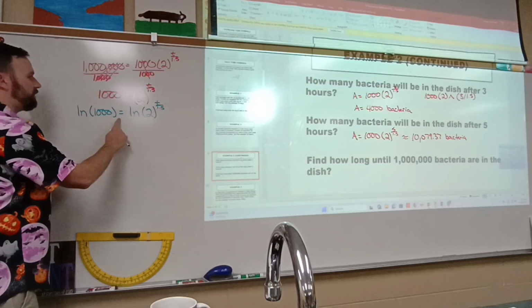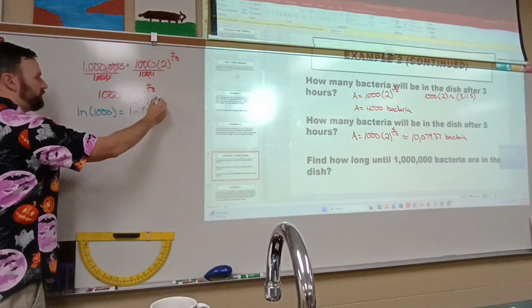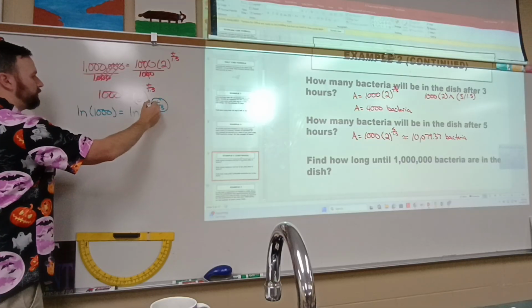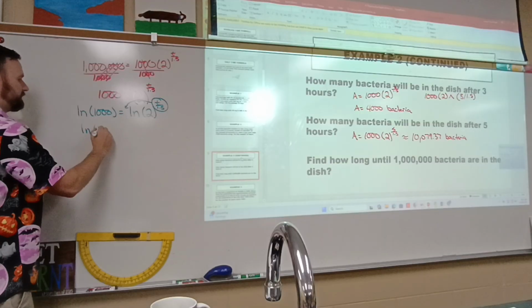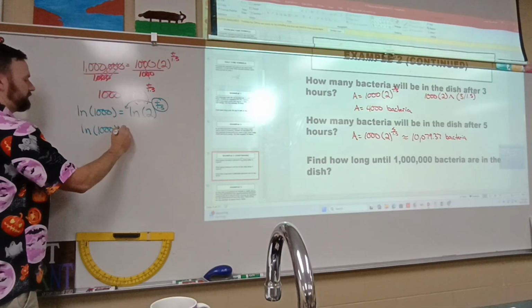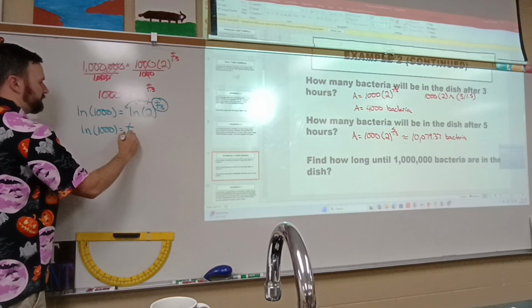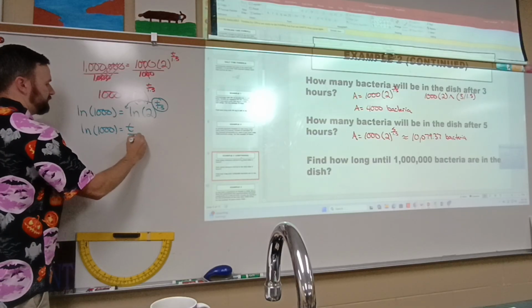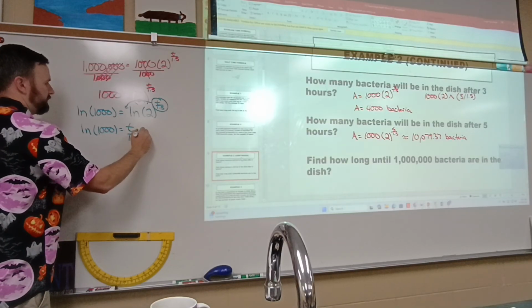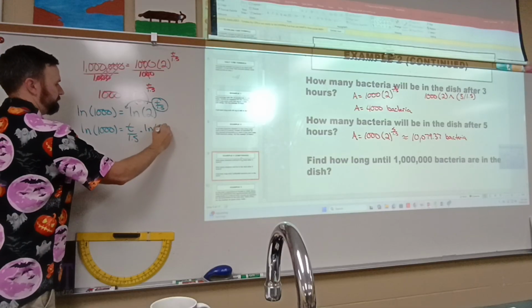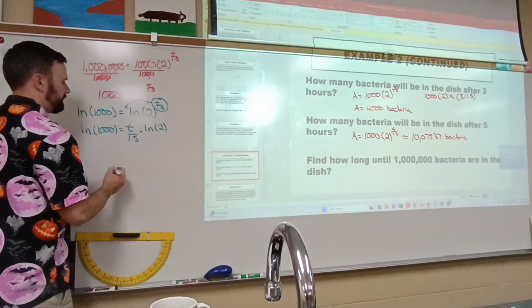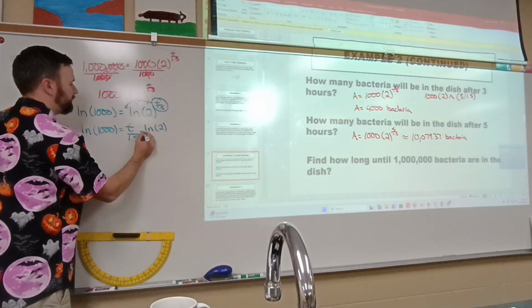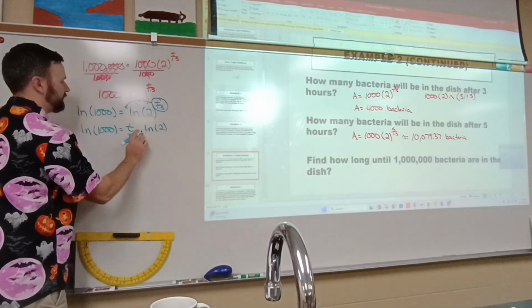Now, when I natural log, what does it say I get to do with that exponent? I get to move it in front. Okay? Now, remember, with multiplication, you don't need the parentheses. I'll just leave it.